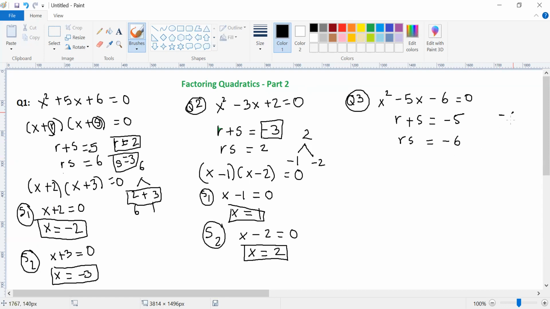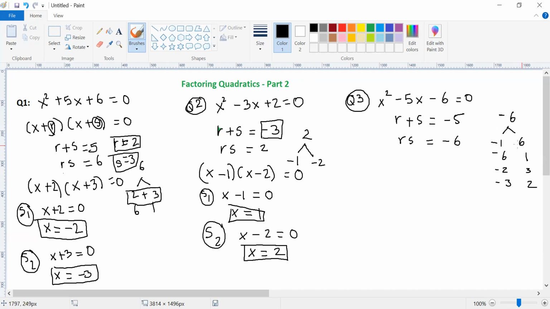So negative 6. Since only one number has to be negative in order for our solution to be negative, we can just work with that. So we know that it can either be negative 1 and 6, negative 6 and 1, or negative 2 and 3, or negative 3 and 2, right? So out of these, we can look for a solution, right?